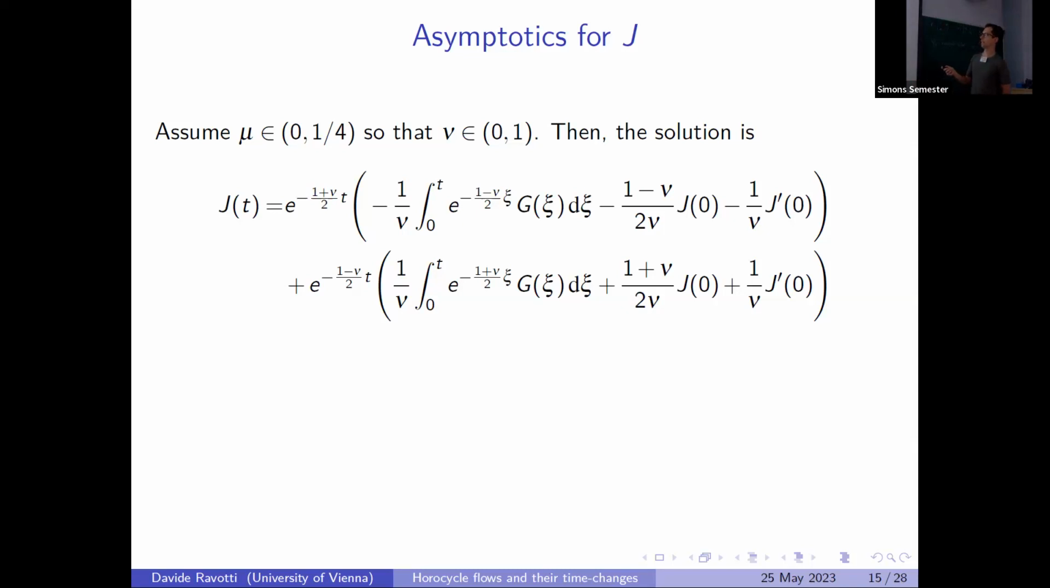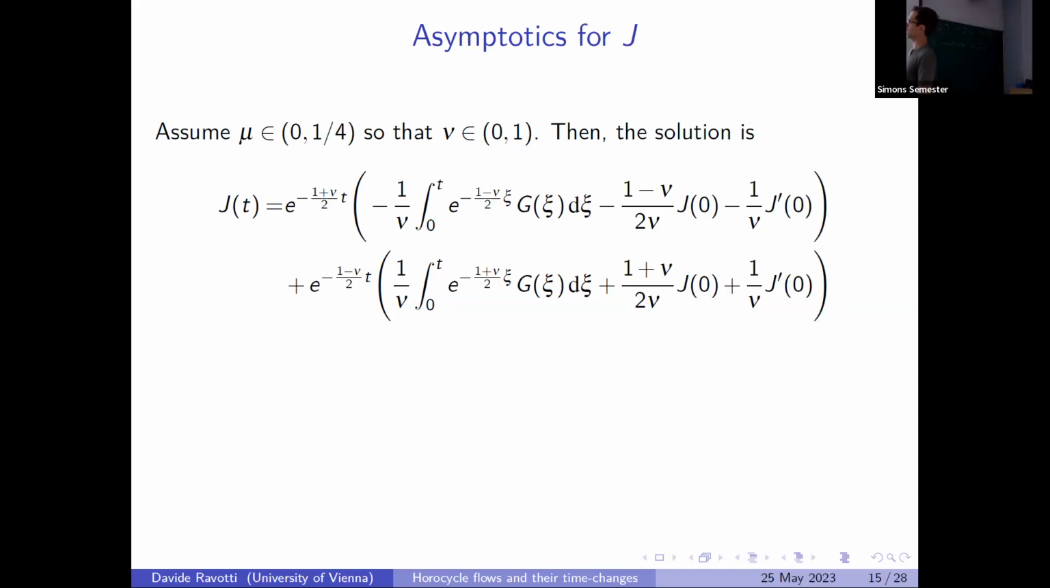And then some term in brackets, where in the brackets I have this integral from 0 to t of this function here that involves the non-homogeneous part of my equation, and some constants that depend on the initial condition. Once you fix the initial condition, j of 0 and j prime of 0, that determines the two constants that appear in this bracket.